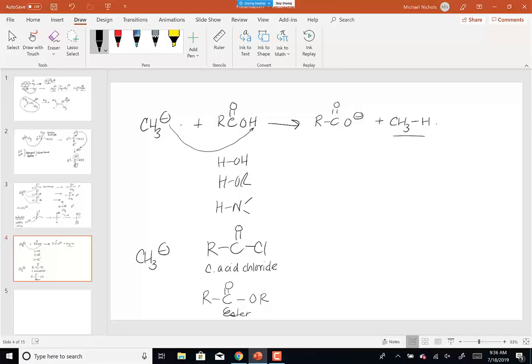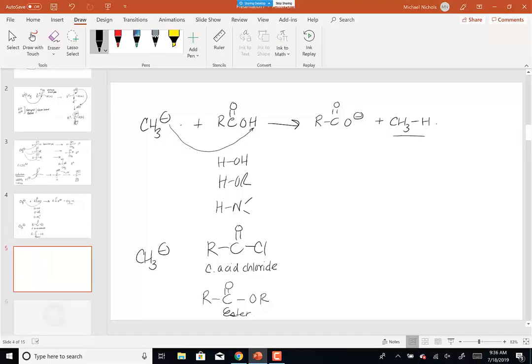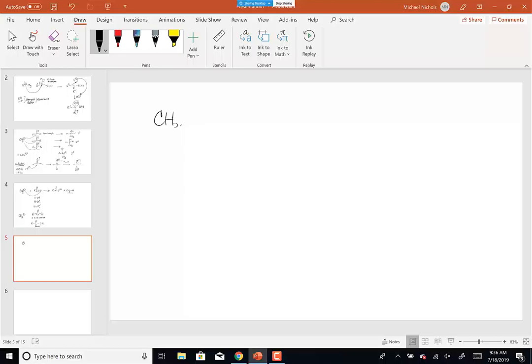Their mechanisms are going to be a little bit different than what the first one was. Just a little bit different. So let's look at what happens there. If I take my CH3 minus and I add it to the carboxylic acid chloride, what's the first step in the mechanism going to be? Have the CH3 minus attack the carbonyl and have that pair of electrons move up to the oxygen. Same first step.